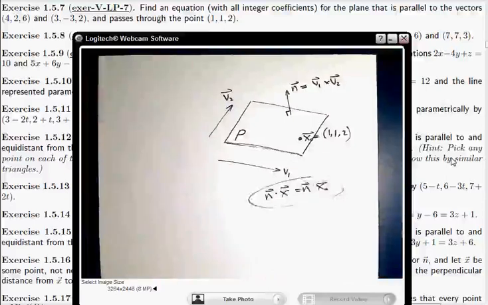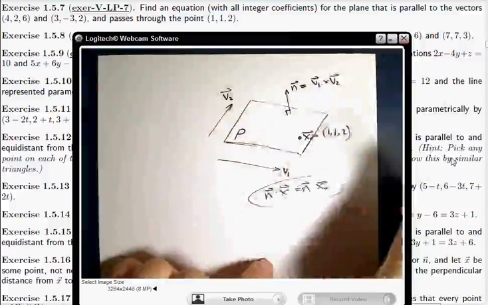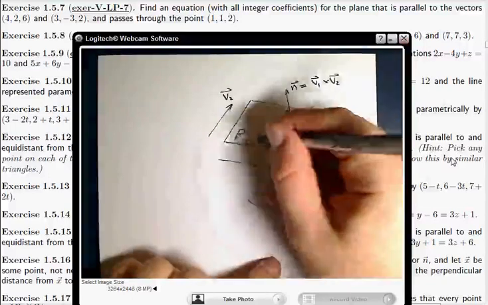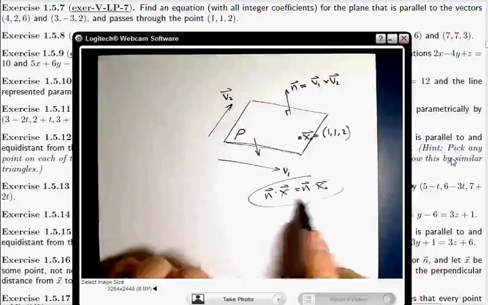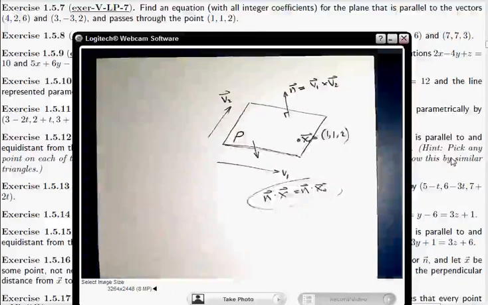Does it matter which order, like V cross 1? No, the difference is that if you switch the order of these, if you switch the V1 and the V2, it'll just give you a minus sign. You're right, that'll just give you a normal vector going down instead of up, and ultimately that's just a scalar multiple of -1, and the equation will look different, but it's logically identical.